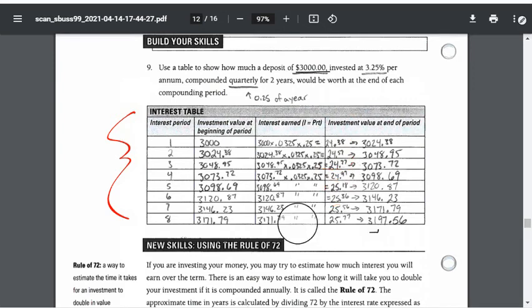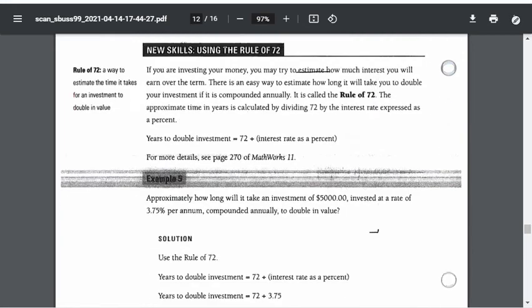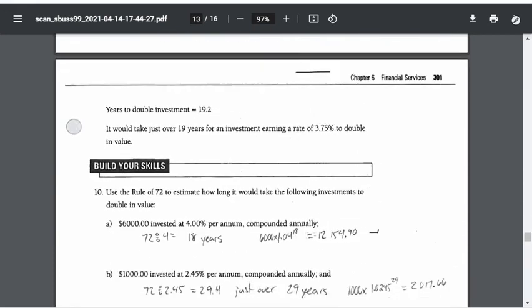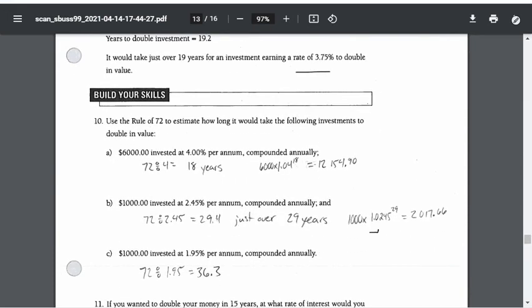The last little thing here is kind of cool. It's called the Rule of 72. And basically what they say is, if you go ahead and take whatever your interest value is, if you divide it by 72, it'll show you how many years it will take to double your value. I could get in and explain why that works, but there's a long explanation in that.